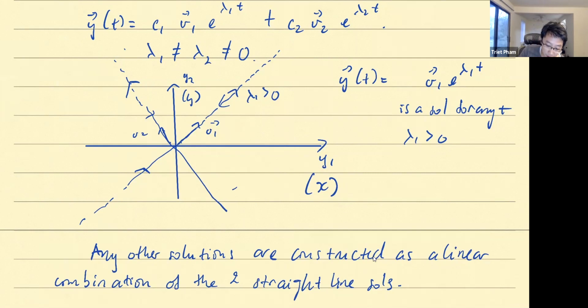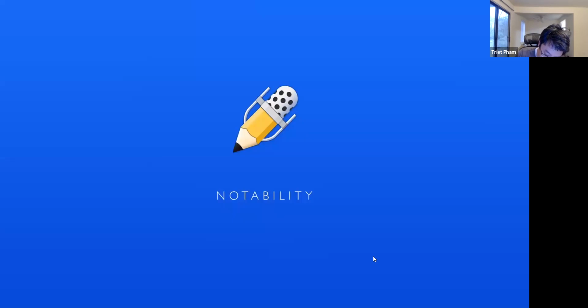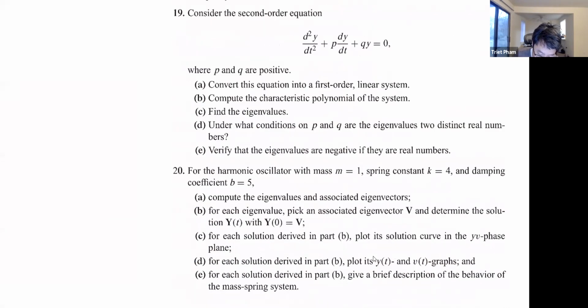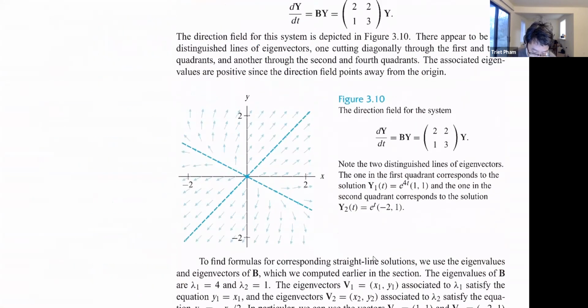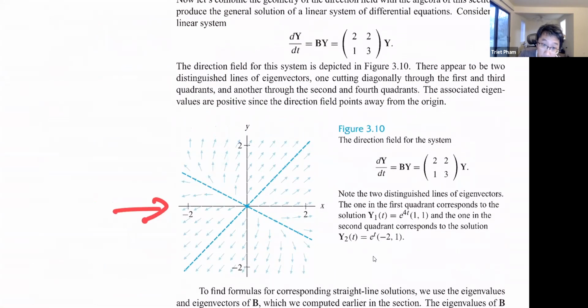So again, the message is that the understanding of other solutions comes from the understanding of how the two straight line solutions work. Okay, and we'll see the example. Right here. So for example, let's take a look at this example. That's why they call it X, they call it Y. I like to call mine Y1, Y2. They say this is the first solution. So 1, 1 is their eigenvector corresponding to eigenvalue 4. And here, that's this one. And then minus 2, 1 is their other eigenvector corresponding to eigenvalue 1.